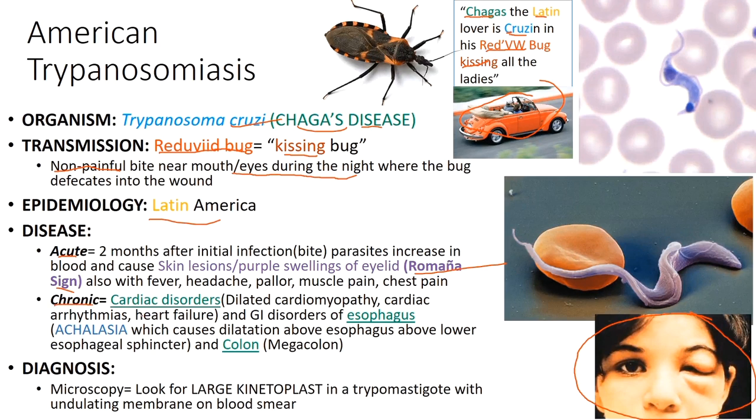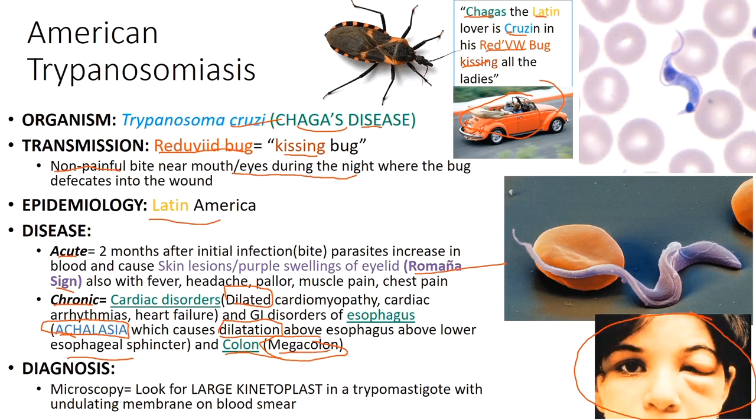In the chronic stage of this, if left untreated, cardiac disorders can come from this, such as dilated, and I want to emphasize this word right here, dilated cardiomyopathy, and cardiac arrhythmias and heart failure can come from that. GI disorders such as esophageal disease, which is going to be causing achalasia. I'm sure in pathology and GI, you've come across causes of achalasia, and Chagas disease came up. That is this guy right here, which causes dilatation above where the esophagus is not opening, where that achalasia is.